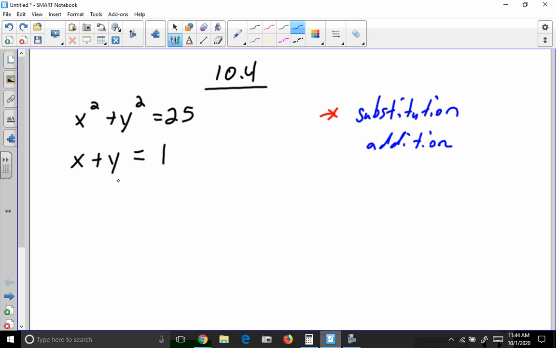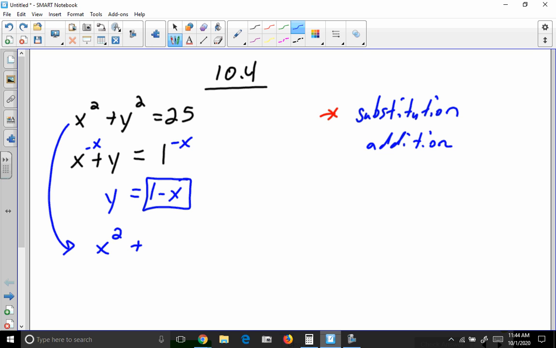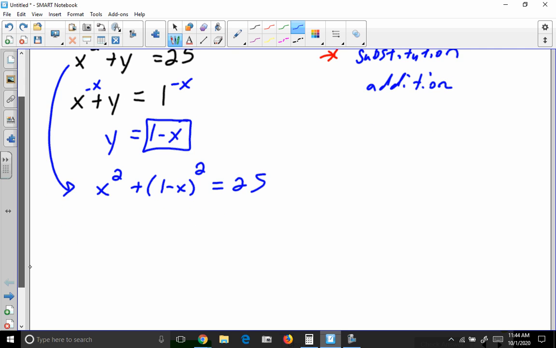So in doing that, we're going to isolate a variable in one of the equations. So let's isolate y in the second equation. Preferably, we want to use a variable that is to the first power. So y and x are both to the first power down here, so pick one to isolate. And in the other equation, replace y with 1 minus x. So the top equation, we would call x squared plus (1 minus x) squared equals 25, replacing y with 1 minus x.